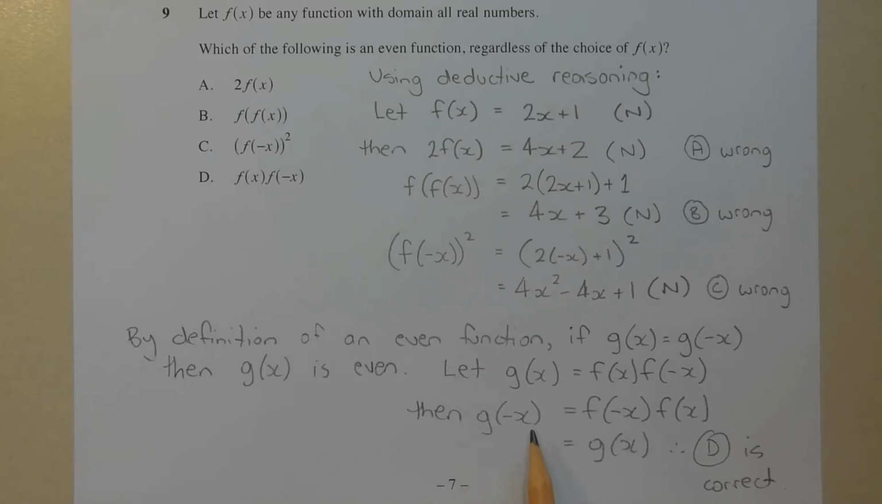Then g of negative x is found by substituting negative x for x here and here. So substituting negative x for x here, we get f of negative x. And substituting negative x for x here, we get a double negative. We get negative negative x, which is positive x. So g of negative x is equal to f of negative x times f of x, which is equal to f of x times f of negative x, since multiplication is commutative, and that's equal to g of x. Therefore, option D is correct.